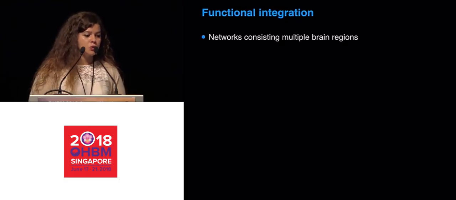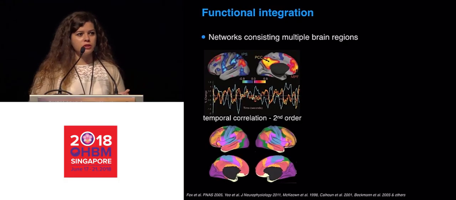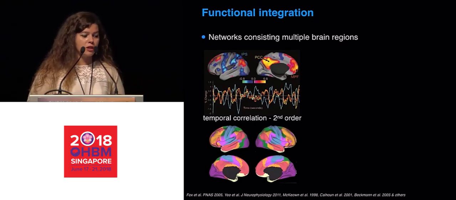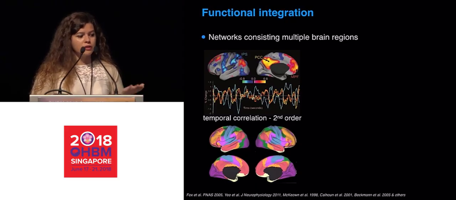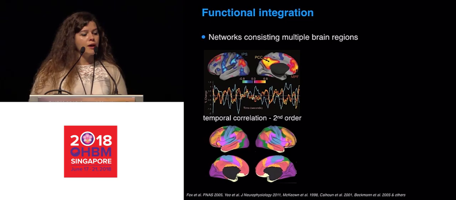One way to recover those networks is the very conventional way, which depends on temporal correlations, which is actually second-order statistics. You can do it at the seed level, where you get here the default mode network, or you can do it in all voxels and then segregate your functional networks. So you will have distinct networks that have different functional connectivity profiles.